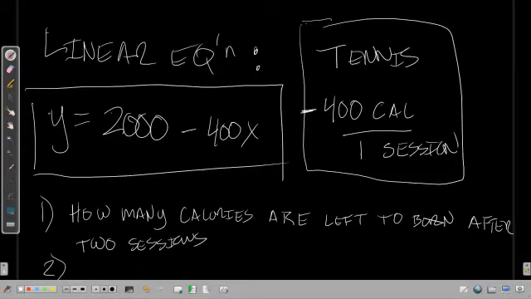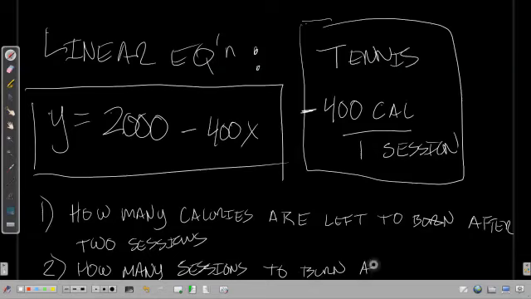The second question: how many sessions would it take to burn all the calories? That's just where y is 0. It'd be 5 sessions. I'd have to go out and play tennis 5 times.